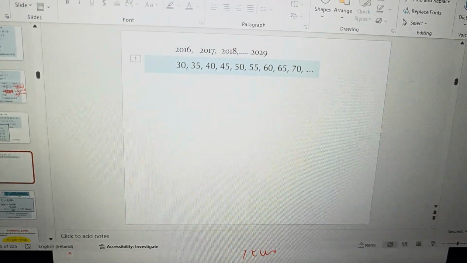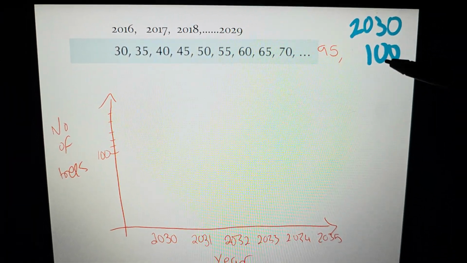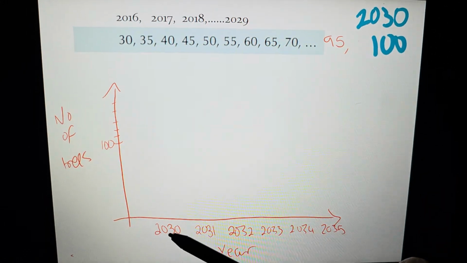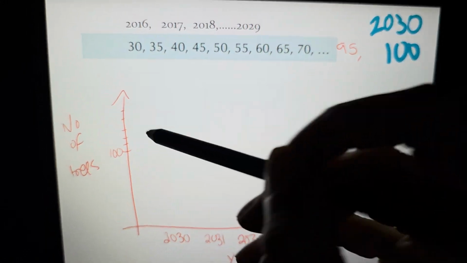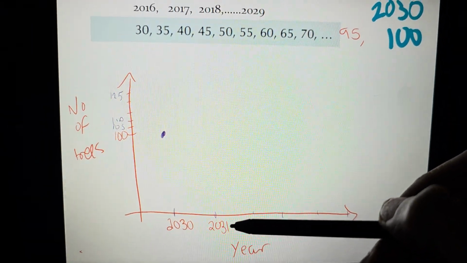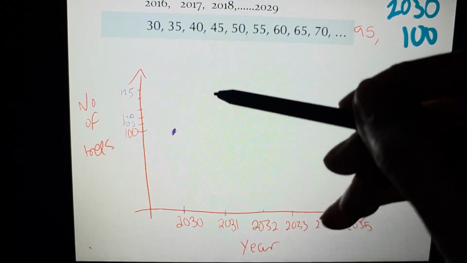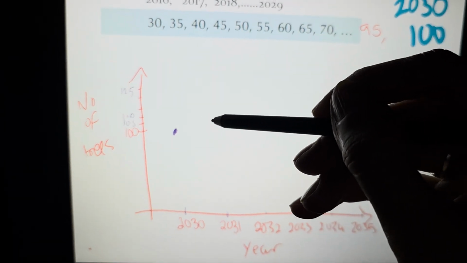Given that in 2029 he planted 95 trees, well then obviously the following year he would have planted 100 trees. So in 2030, he would have planted 100 trees. That's my starting point, so I would plot a point. In 2031, he would have planted 105 trees. So they're going up in 5. So 2031, go to 105, plot your point.